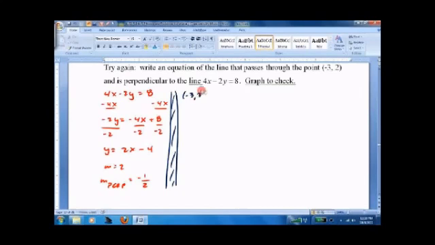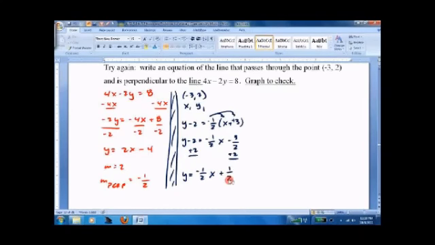So the new line, if these are my points, and we'll write this down again: (-3, 2), x1, y1. y minus 2 equals negative 1/2 (x minus negative 3). Distribute. y minus 2 equals negative 1/2 x minus 3/2. Add 2. y equals negative 1/2 x, and negative 3/2 plus 2 is 1/2. Do a little graphing.